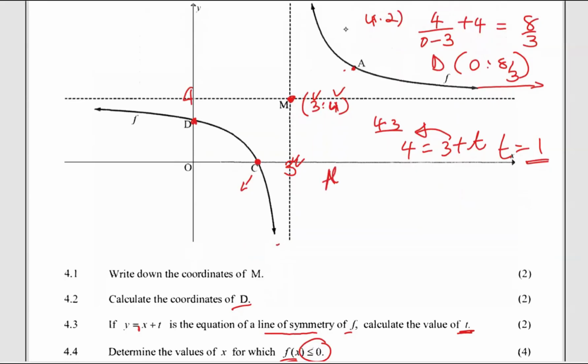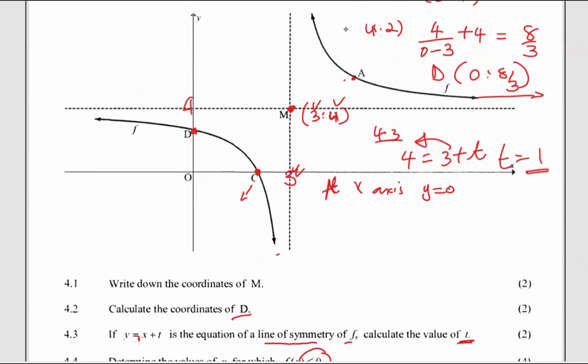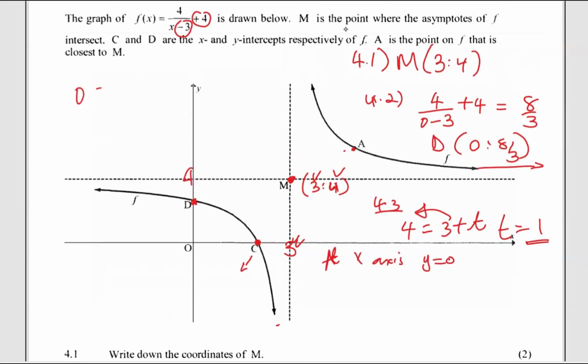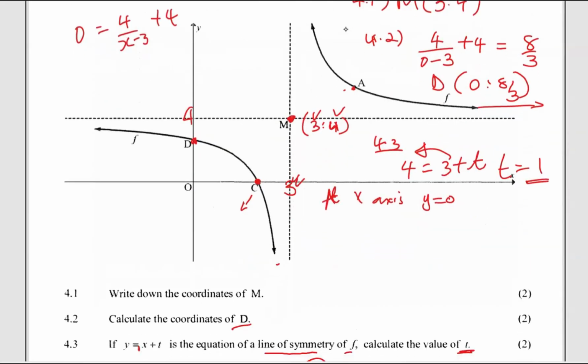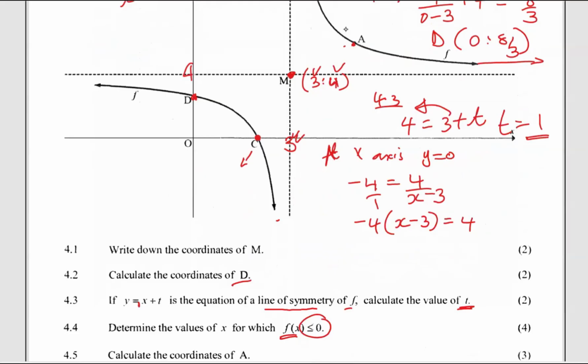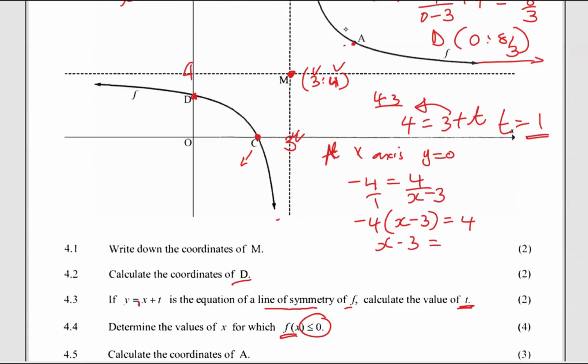And so we're going to say that at the x-axis, okay, y is going to be 0. Then replace y with a 0, meaning that 0 is going to be 4 over x minus 3 plus 4. Let's transpose the 4 that side. So negative 4 is equal to 4 over x minus 3. Cross multiply. So negative 4 into x minus 3 to give us a 4. Open this up. Why don't we just divide by negative 4? So that we know that our x minus 3 is equal to negative 1. And then the x becomes a 2. So meaning that this is a 4.